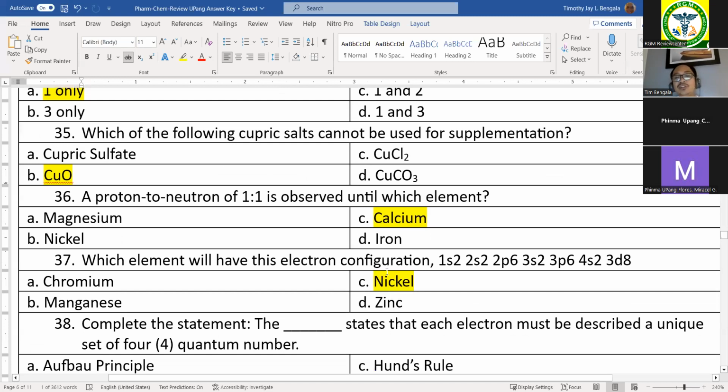So a proton to neutron ratio of 1:1 is observed until which element? So element 20 or calcium. Again, nandun naman yung periodic table nyo sa baba. Pag binilang nyo, calcium 20 magiging answer.